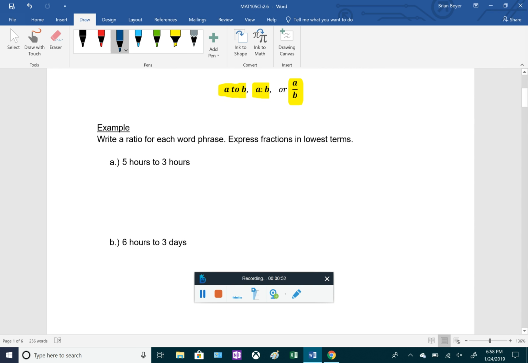Let's write a ratio for each word phrase and express the fractions in lowest terms if we can. For the first one, we have 5 hours to 3 hours. They do have to be the same units, and these are both hours. As a ratio, we have a couple options. I'm going to use the fraction one. So 5 to 3 is going to be 5 over 3. Pretty simple. We have 5 hours over 3 hours. Hours over hours, they cancel, and we're done. That has to happen most of the time for these ratios.